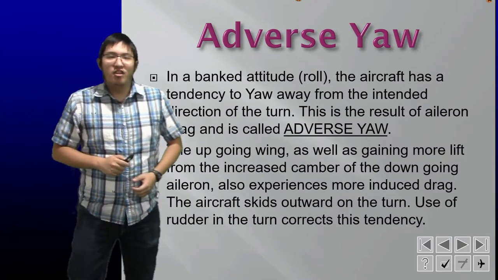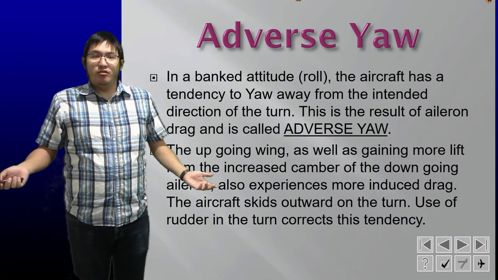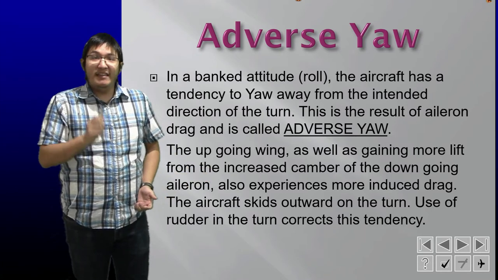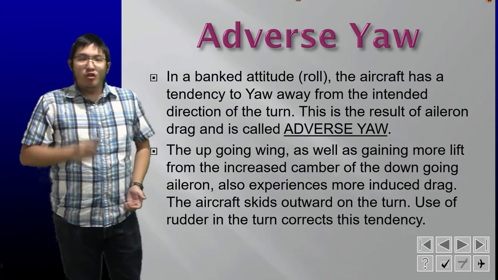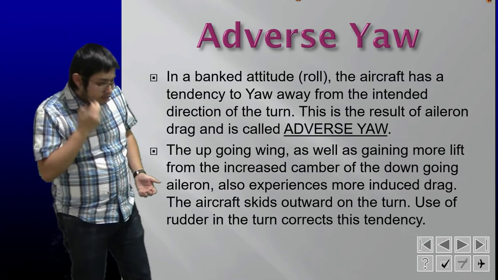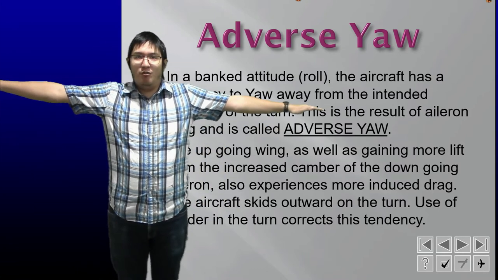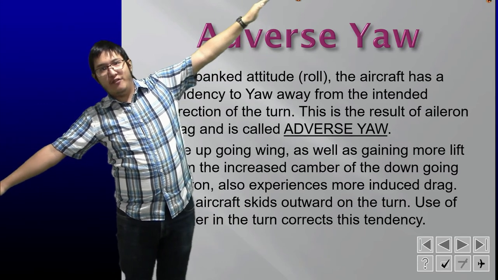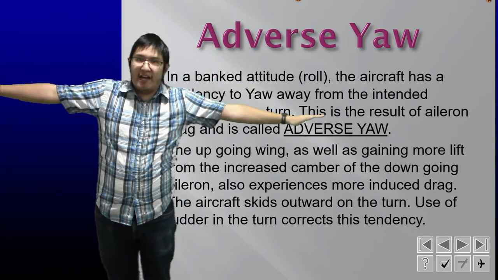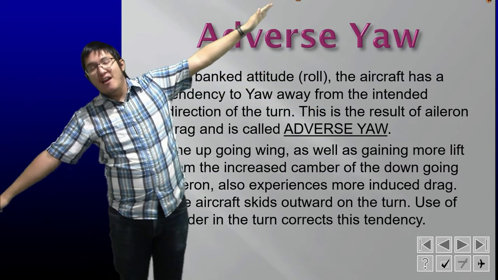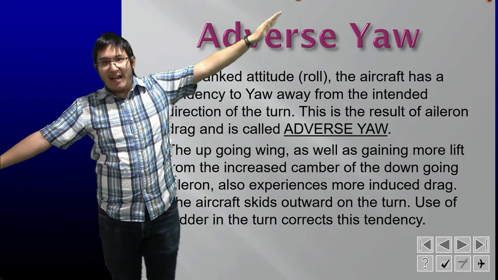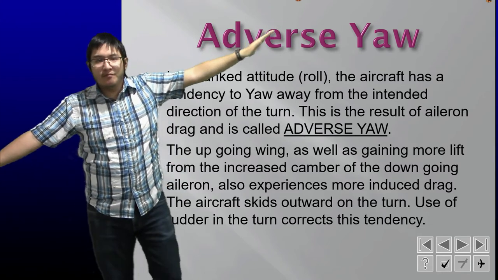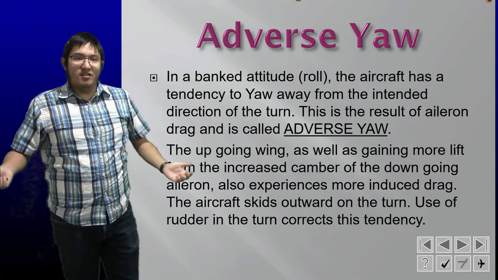Adverse yaw. Whenever we enter a bank attitude or a roll, the aircraft will have a tendency to yaw away from the intended direction of turn. The reason for this is aileron drag. Remember, when we're in a roll, let's say I'm rolling towards the right, then the left wing is creating more lift than the right wing, which is why we roll to the right. However, when we have more lift, you also have more drag, which results in a yaw to the left, which is not where we want to turn. Again, this is called adverse yaw.